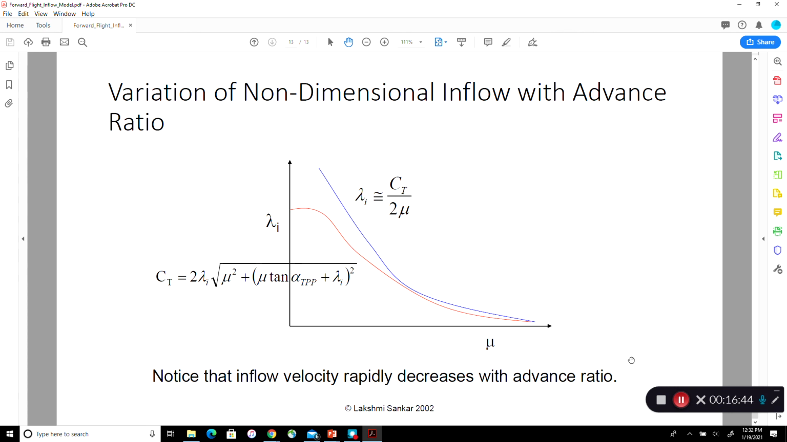So we are going to stop at this point. So we have developed an inflow model. Now we can start talking about how much thrust is generated, how much power is generated, and all the other matters. So we will stop this video at this point.